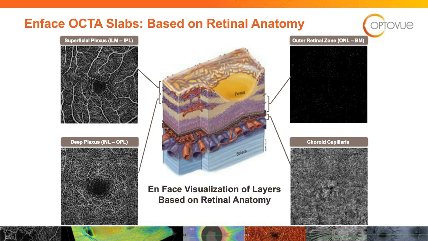the deep plexus. You go a little bit deeper into the outer retinal zone, there's the RPE, and then the choriocapillaris as well. So again, just highlighting the en face visualization based on the retinal anatomy, as you can see right there. So what is normal? You can't understand what abnormal is until you know what normal is, until you go through these scans. So I want to spend a few minutes looking at a normal scan.